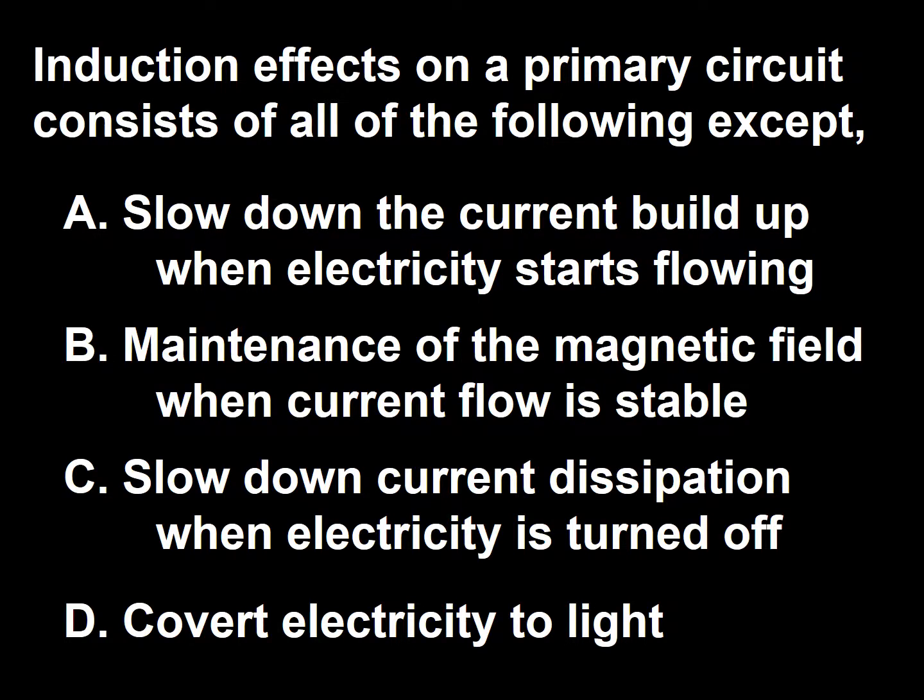Next question. Induction effects on a primary circuit consist of all of the following except: A, slow down the current build-up when electricity starts flowing. B, maintenance of the magnetic field when current flow is stable. C, slow down current dissipation when electricity is turned off. D, convert electricity to light.